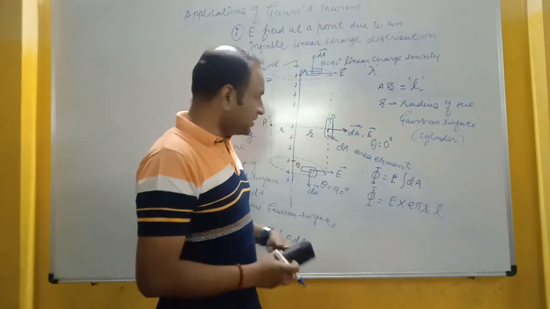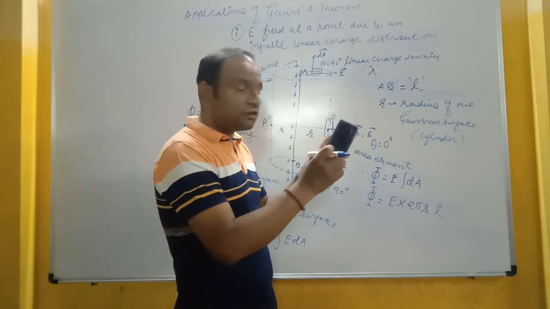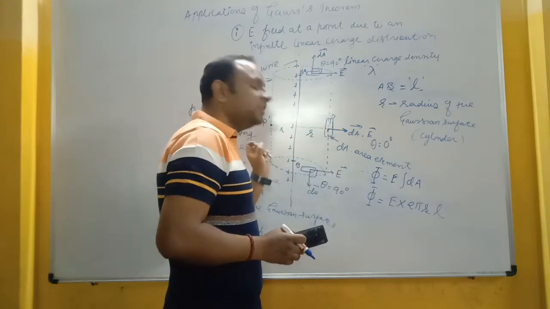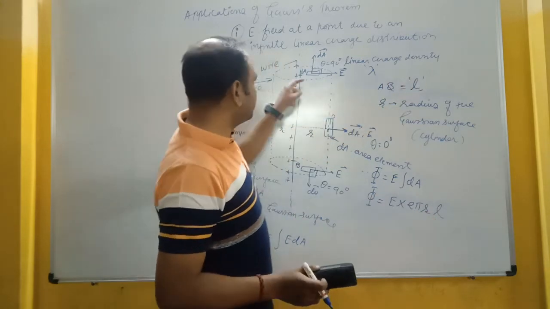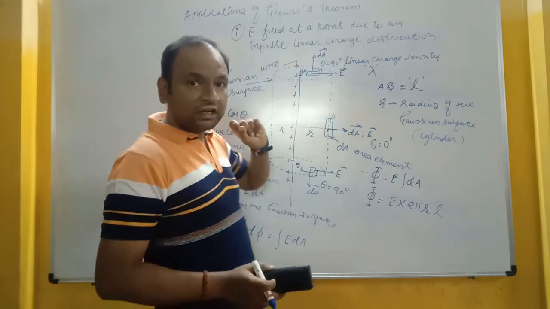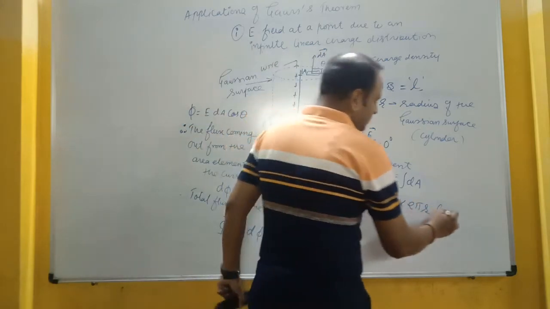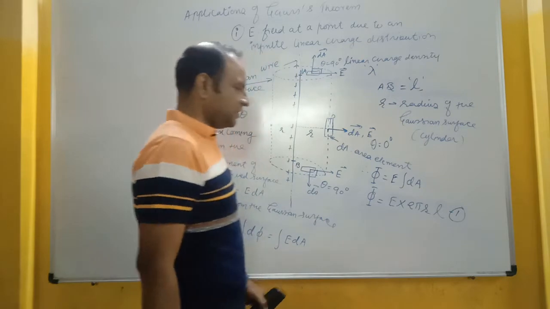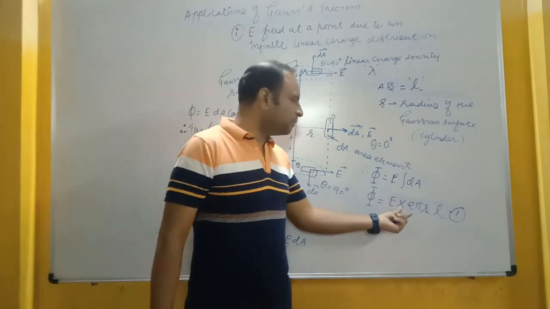What is R here? R is the radius of the cylinder. It is also the distance of the observation point from the linear charge distribution. What is L? L is the length of the section of my infinitely long wire. So this is equation number 1. Let us suppose equation number 1: phi is equal to E into 2 pi RL.